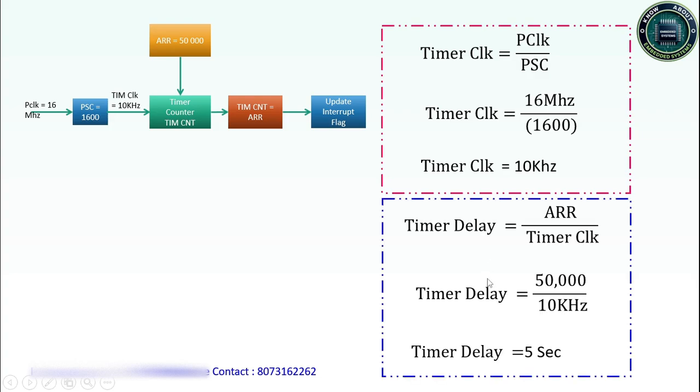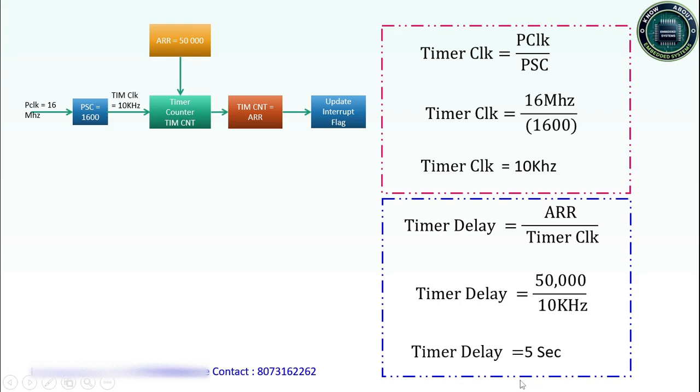In the second step, we have to calculate the timer delay, how much delay the timer is able to generate with different ARR values. The second equation is: timer delay is equal to ARR divided by timer clock value. ARR is nothing but the auto reload value. How much delay you want, you can calculate according to your requirement and set this ARR value. For example, I'm considering this ARR value as 50,000 here, and dividing by your timer clock value: 50,000 divided by 10 kilohertz.